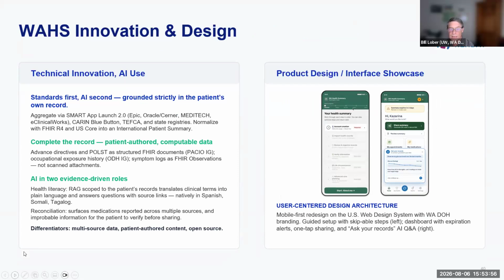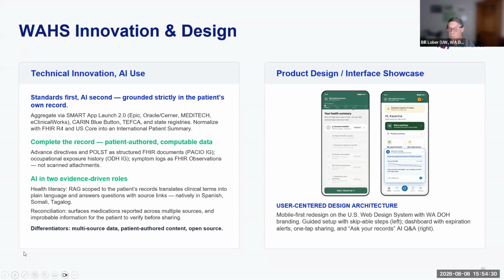So standards first, AI second. We use patient-initiated SMART app launches against Epic, Oracle Cerner, Meditech, and eClinicalWorks, data from state registries, payer data through CARIN, tested against TEFCA, all of it normalized using the International Patient Summary standard. Then patients can add to their records. Advance care documents like POLST use HL7 PACIO guides. Occupational data follows NIOSH standards. Symptoms and questionnaires use FHIR. Computable data, not scanned PDFs.